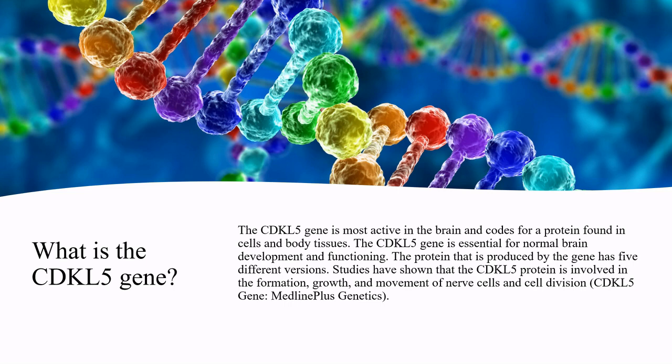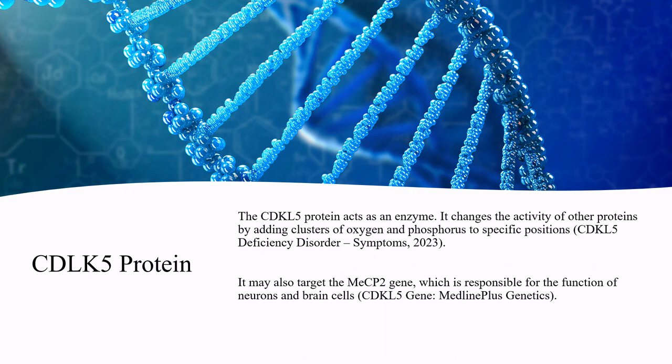Studies have shown that the CDKL5 protein is involved in the formation, growth, and movement of nerve cells and cell division. The CDKL5 protein acts as an enzyme. It changes the activity of other proteins by adding clusters of oxygen and phosphorus to specific positions. It may also target the MECP2 gene, which is responsible for the function of neurons and brain cells.